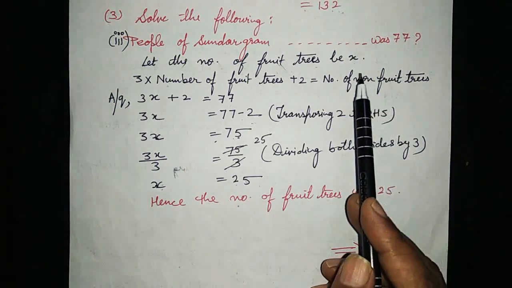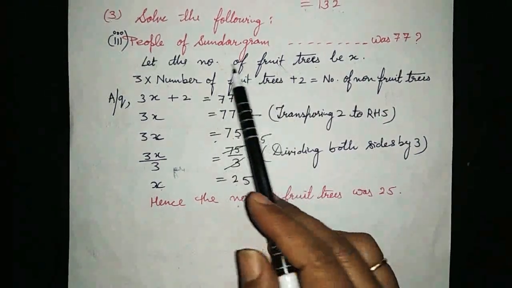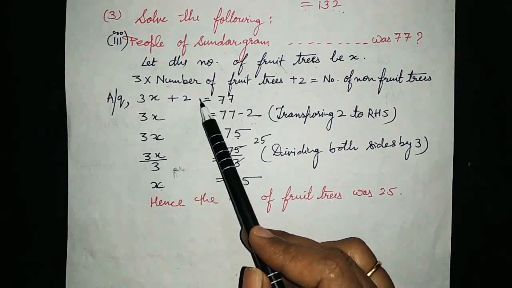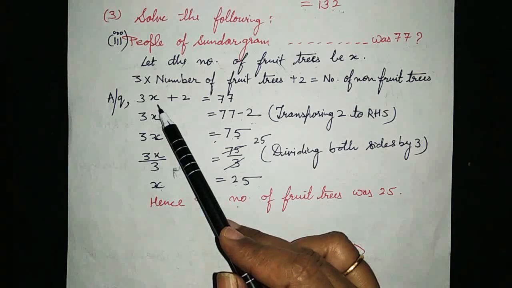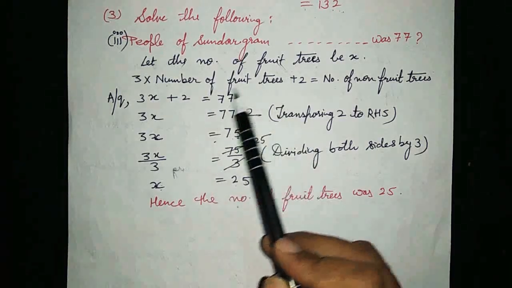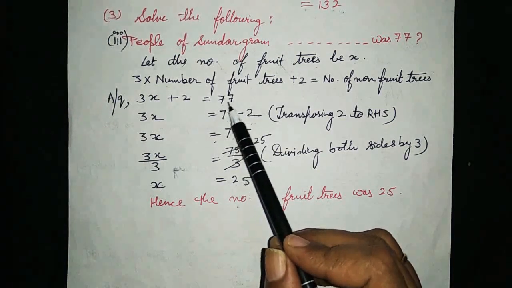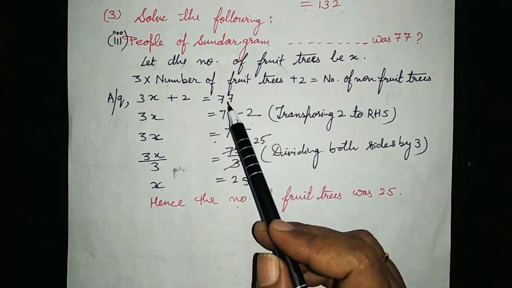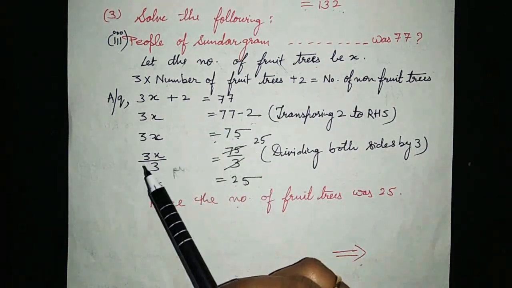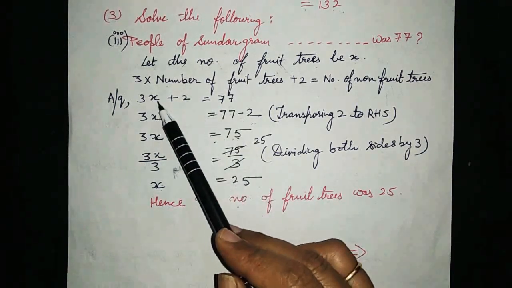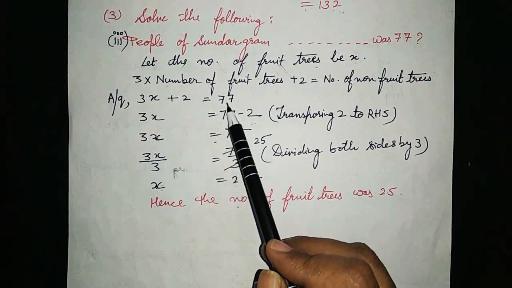So now in place of number of fruit trees, we will write x, and the equation will be 3 into x plus 2 is equals to 77. Here number of non-fruit trees is given 77 in the question. Now we will solve this equation. 3x plus 2 is equals to 77.